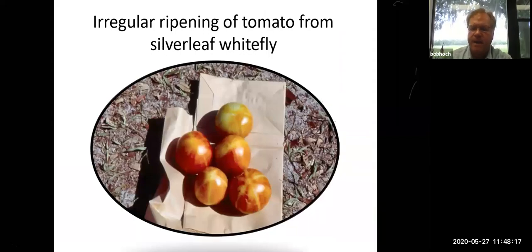Irregular ripening of tomato. This is another disorder, a similar situation, the same whitefly that transmits yellow leaf curl virus. Under really high populations, you can get fruit that look like this. It's called irregular ripening. And if you cut into them, it's hard, white, corky tissue. And this goes back to feeding of the silverleaf whitefly.